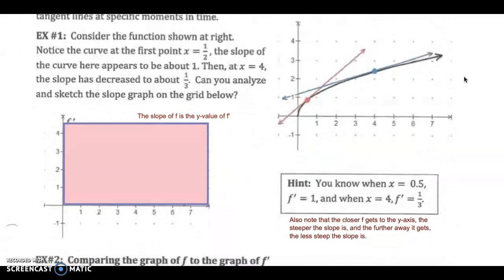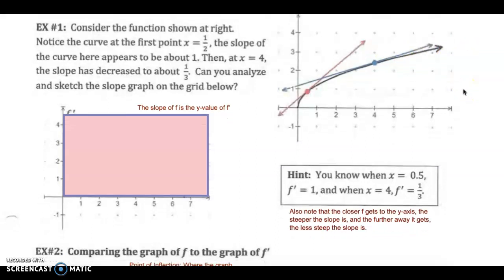So for example 1, this one is just kind of showing you where the points come from on the derivative graph, the f prime graph. So it says, consider the function shown at the right and notice the curve at the first point x equals 1/2. So here's x equals 1/2 and here's that point right there. It says the slope of the curve here is about 1. So if we draw a tangent line there, our slope is going to be about 1. And then at x equals 4, that's here, that tangent line, the slope is decreased to about 1/3. So if we went up 1, it'd go over 3. So our slope would be about 1/3.